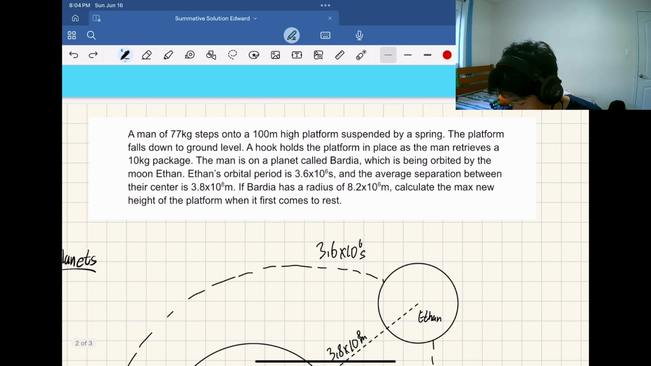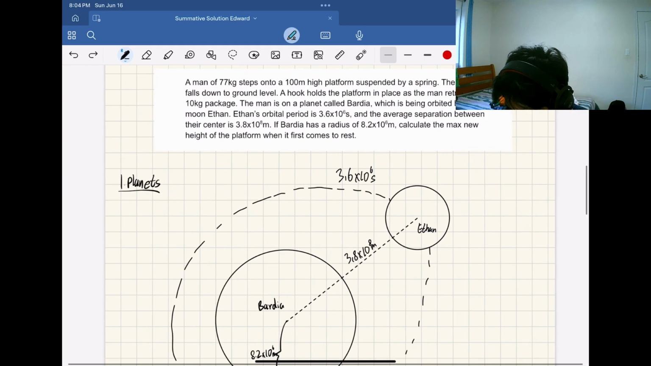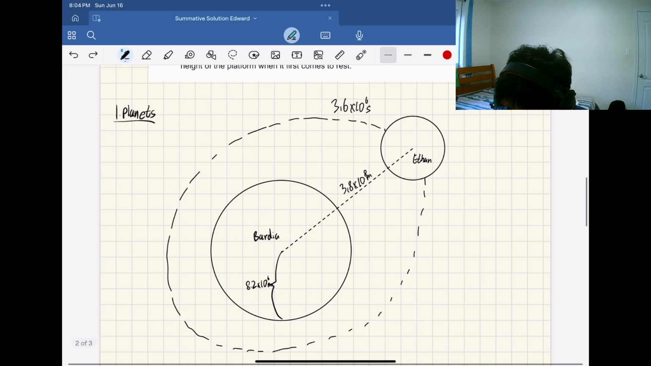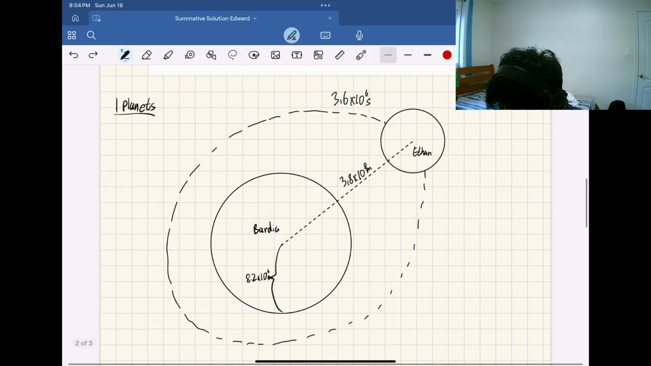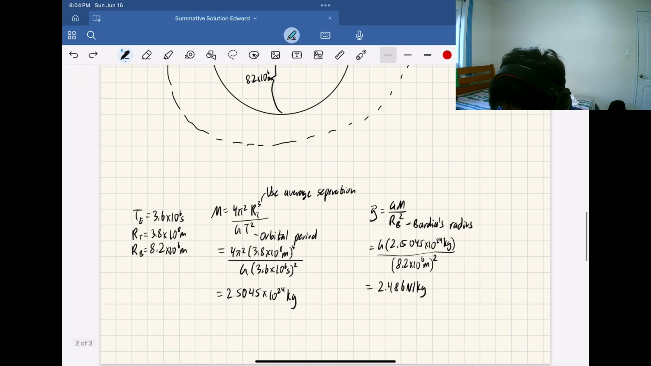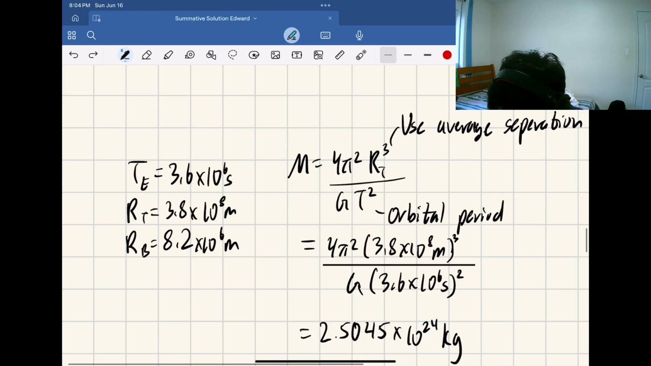So this question utilizes two units. It utilizes the planet unit and energy. And we'll start with the planets and I'll show why. So here is the diagram of Bardia and Ethan, and we can see the orbital period, the separation length, and Bardia's radius. And the givens are written down here.